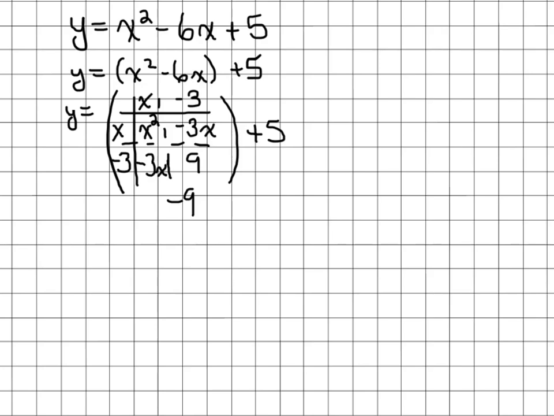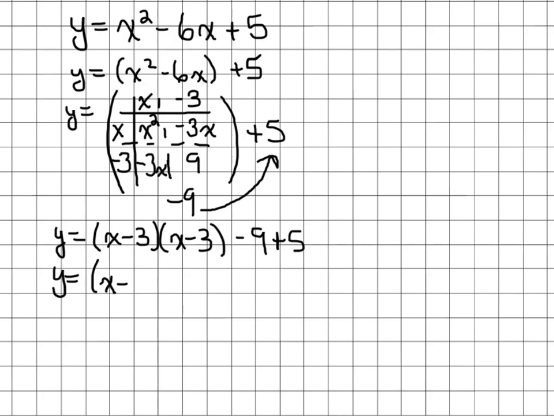Then I'm going to bring that out this way to show that I'm taking my unit tiles and joining them up with the 5. So I have y equals x minus 3 times x minus 3 minus 9 plus 5, which is x minus 3 all squared minus 4. All right, so we've seen another example. I'm going to put another example on the next slide, and I'd like you guys to try that one.